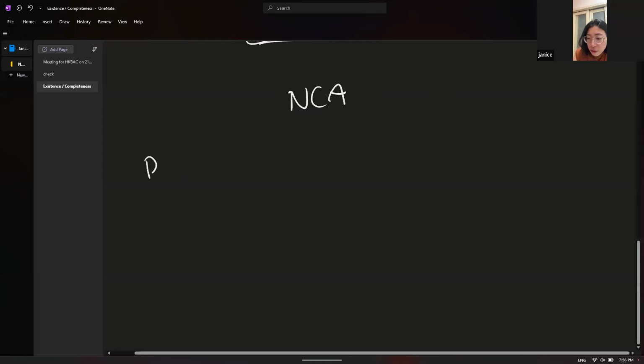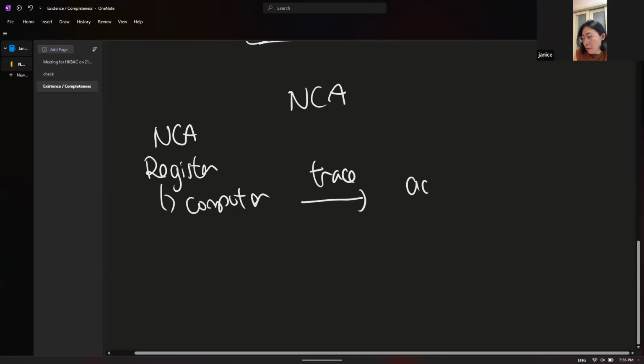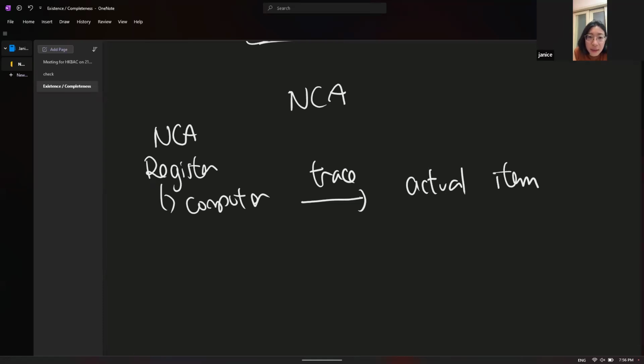So if I go from the non-current asset register, I choose, I see the computer and I go trace the computer to the actual item. Are we verifying existence or are we verifying completeness here?